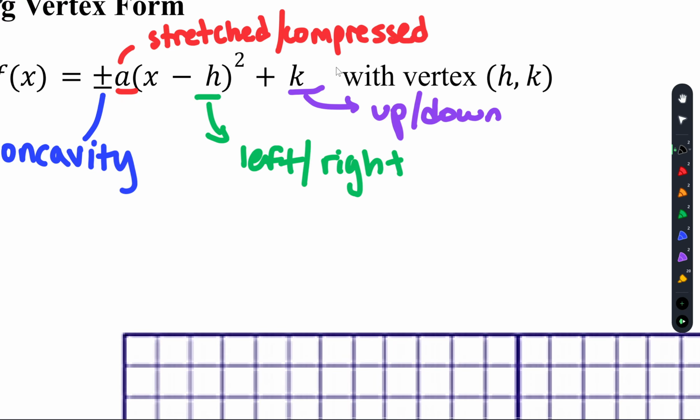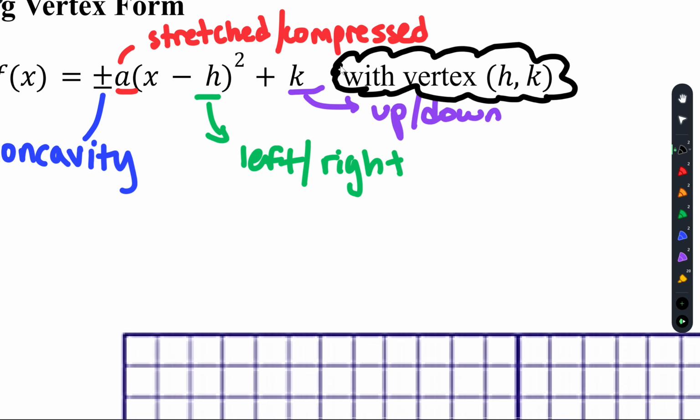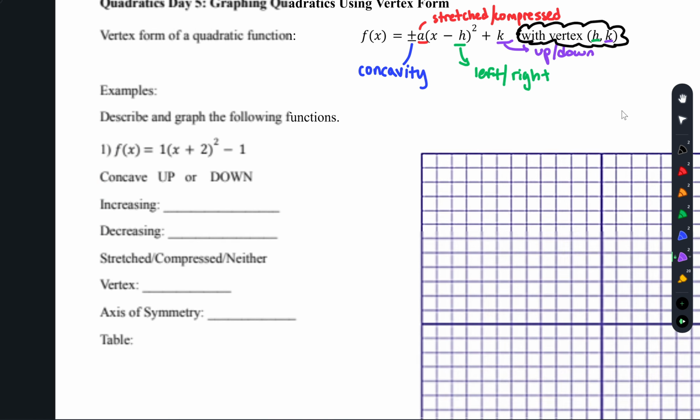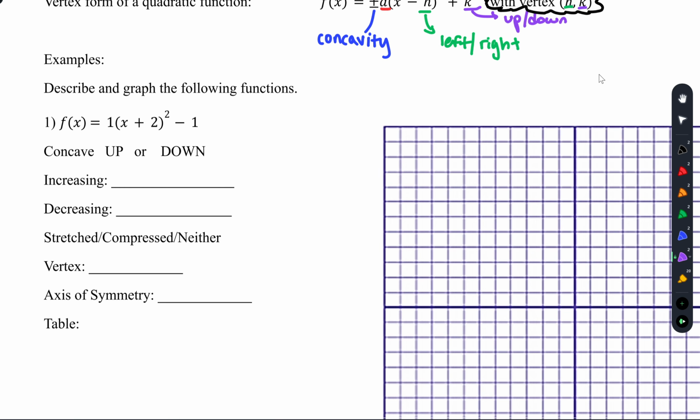Additionally, if we know what our H and our K is, how far up, how far down, how far left and right, then we'll be able to tell what our vertex is. So our vertex is always going to be that point, H, which moves left or right, K, which moves up or down. So that's a bunch of good stuff that we can tell just by looking at this equation. So let's take a look at example number 1.